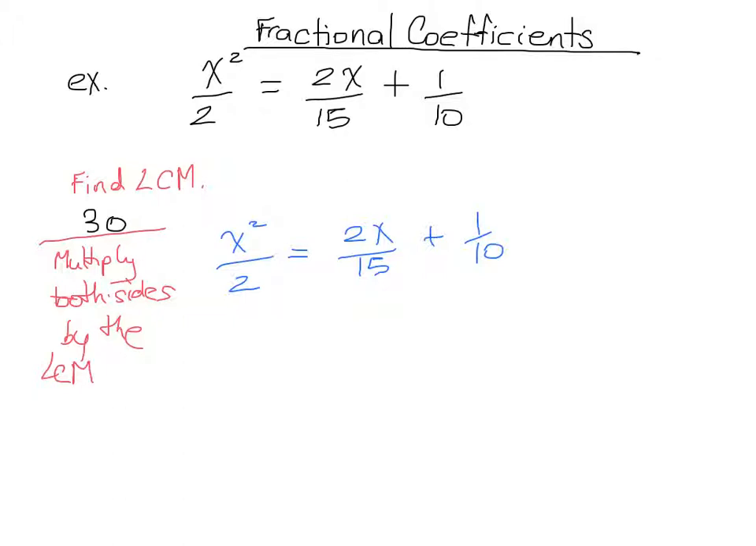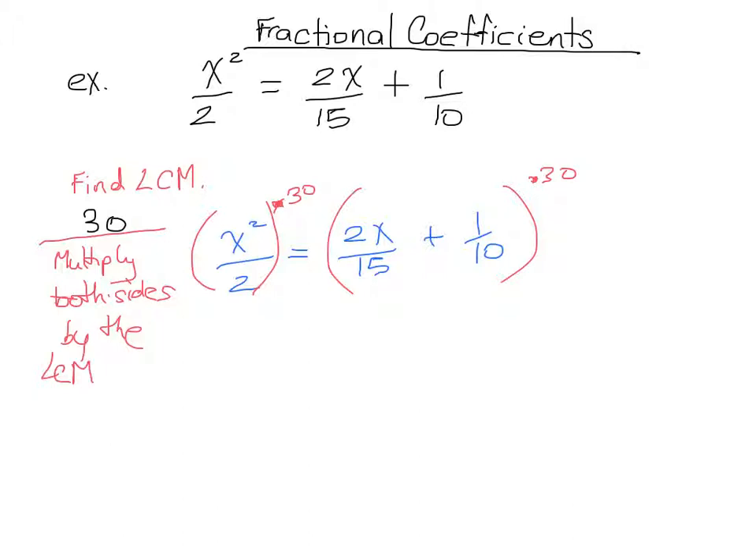Alright, cool. So the LCM is 30, so I'm going to take 30 and multiply that side by 30. I'm going to take that side and also multiply it by 30. The reason that we're multiplying by 30 is because we want to get the fractions gone. We want them gone. Alright, and that will take care of that.